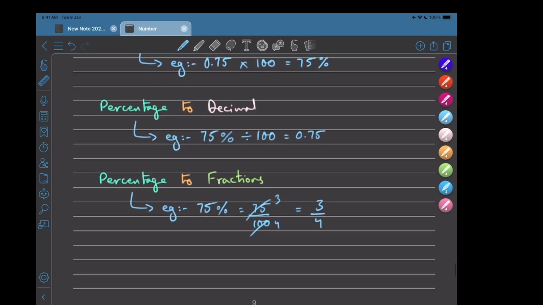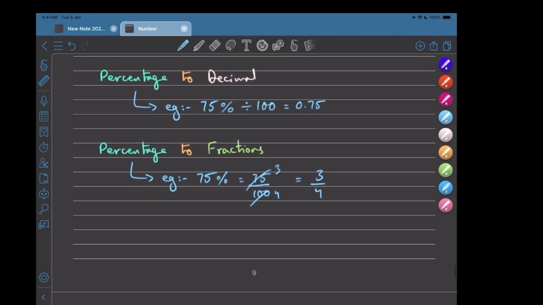And then percentage to decimal: whatever the percentage value is, divide by 100. So let's say I have 50%, I just take 50 divided by 100. Because if I'm converting a decimal to a percentage, I'm multiplying by 100. If I'm converting the percentage back to decimal, I will have to divide by 100. The term percentage means out of 100. So whenever we speak about percentage, it's always out of 100.